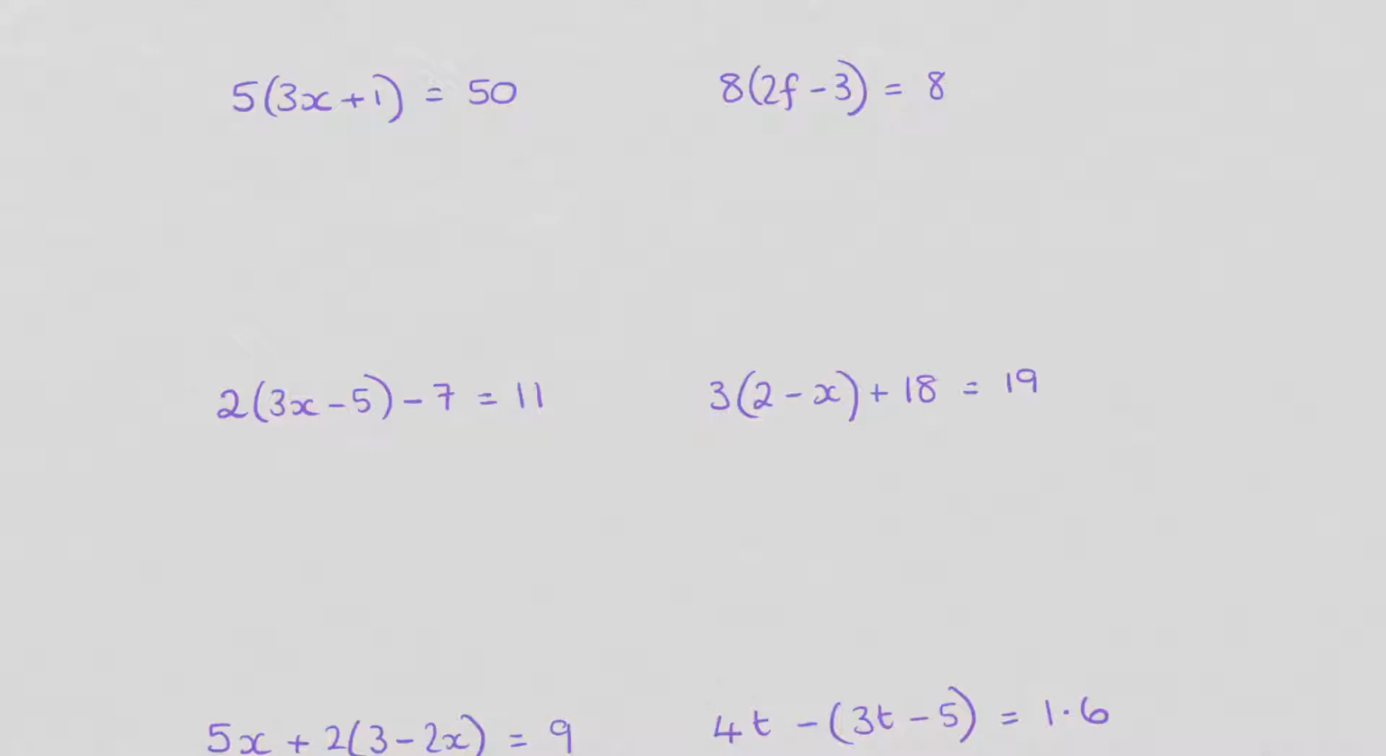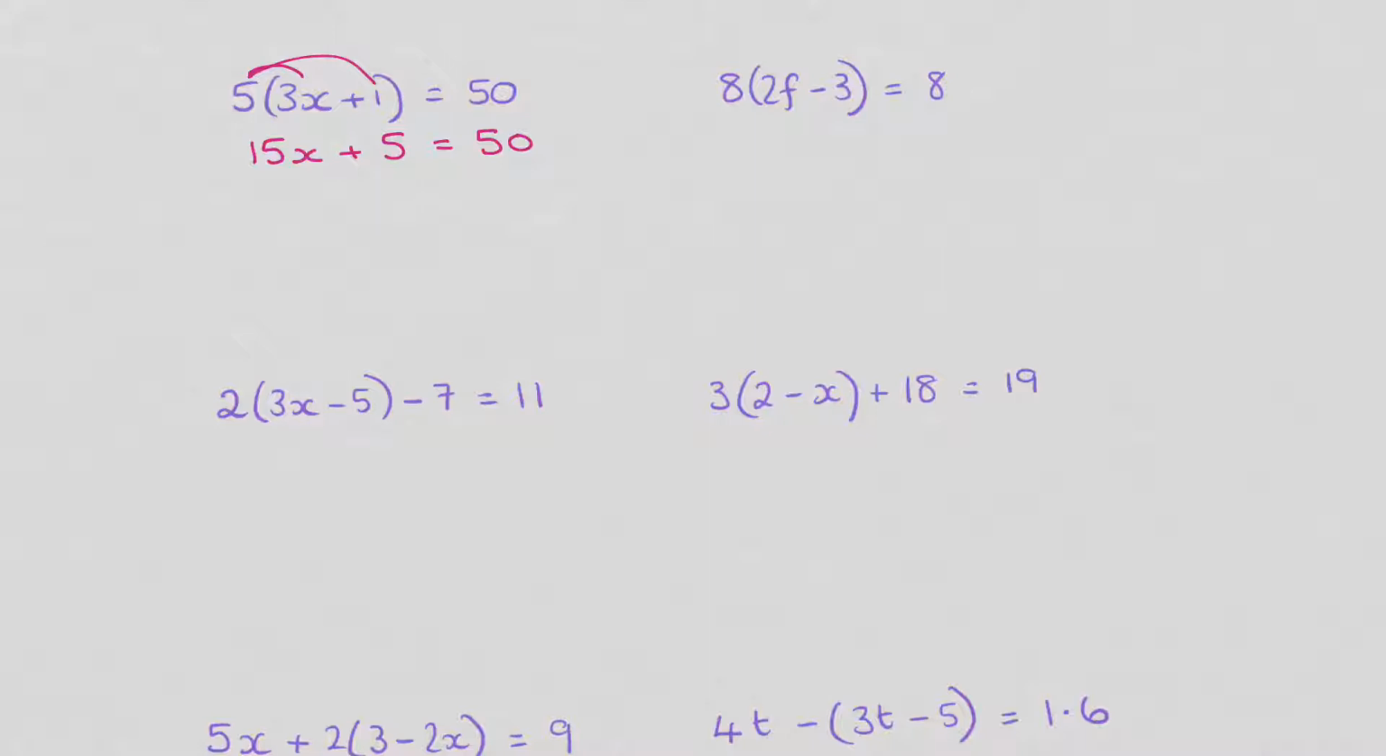So first of all then, 5 times 3x is 15x, 5 times 1 is 5, and that is equal to 50. So you keep your equation, but you multiply out the bracket before you start. And then if there's anything to tidy up, you should do that. But there's nothing to tidy up here. There will be in the examples down here.